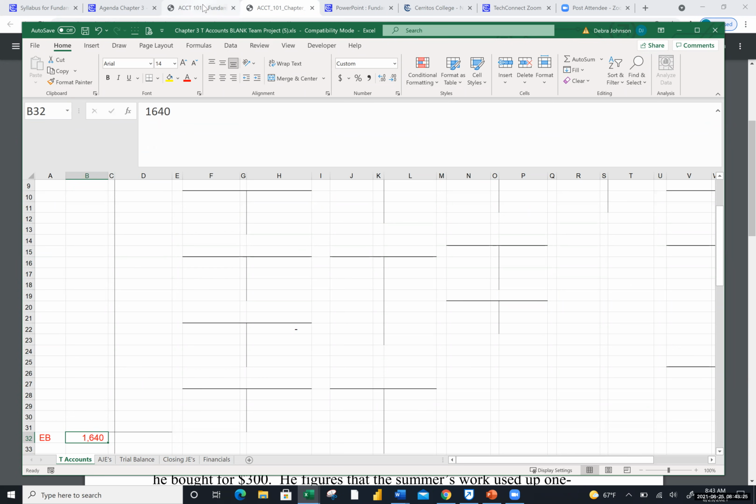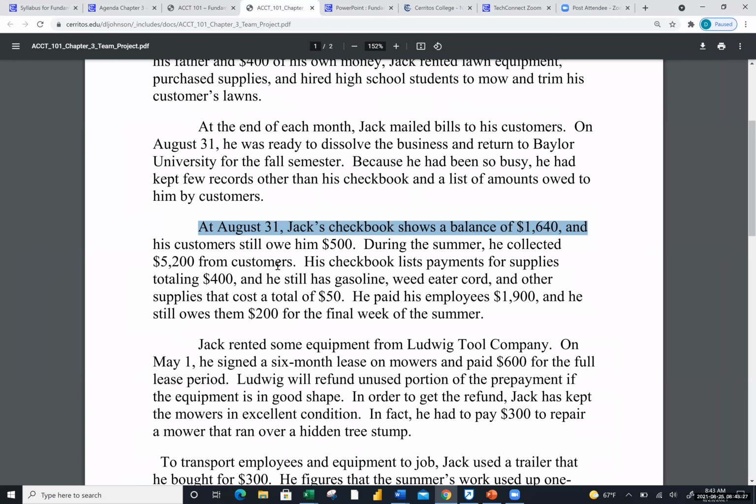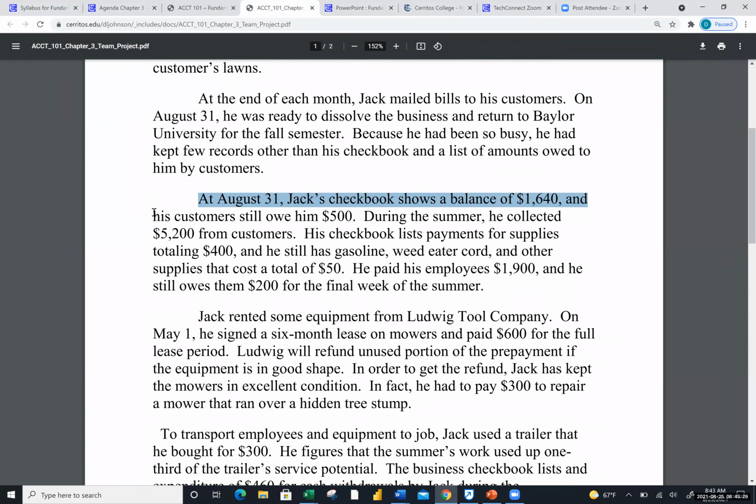Okay, I told you I'd do at least 2 transactions. So here's the first one. His customers still owe him $500.